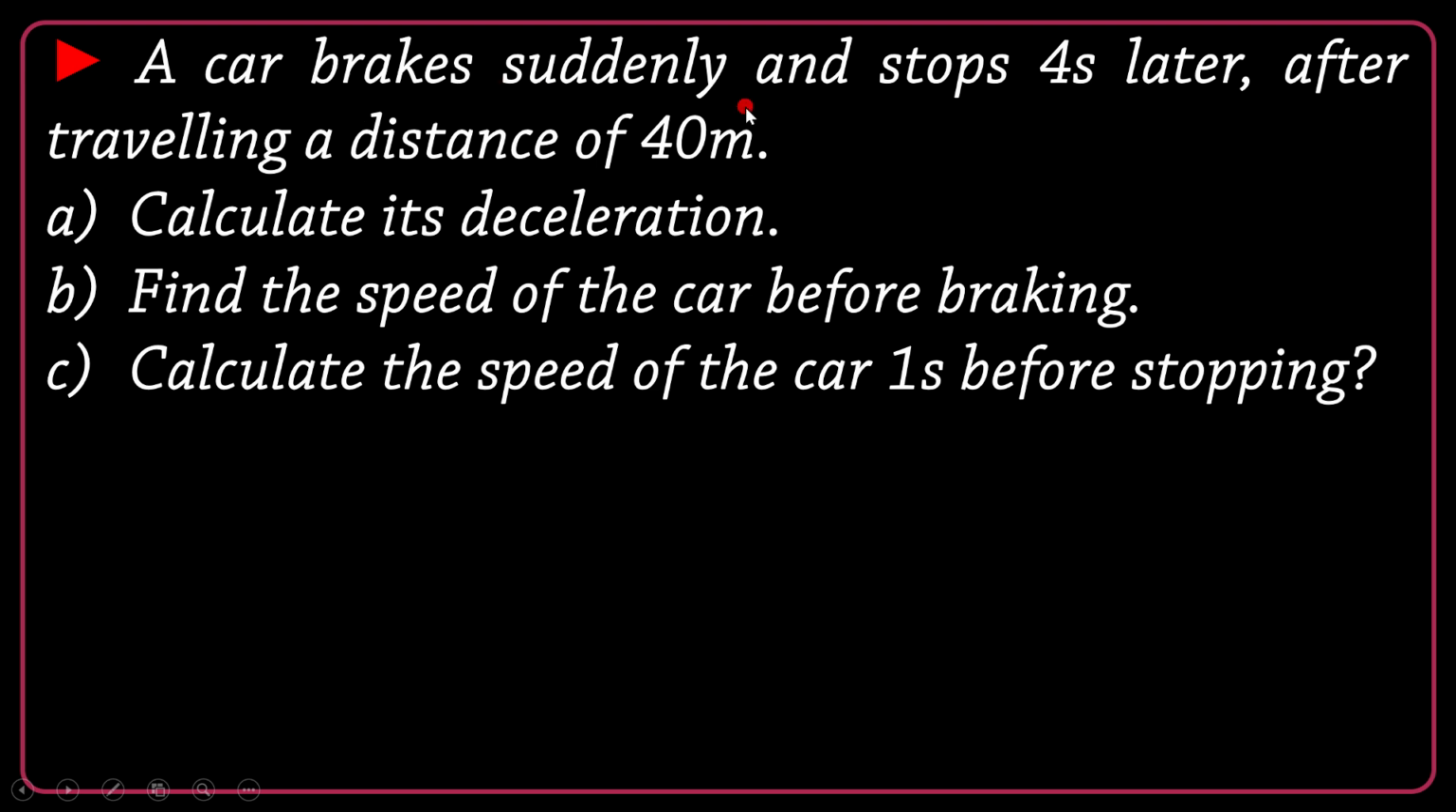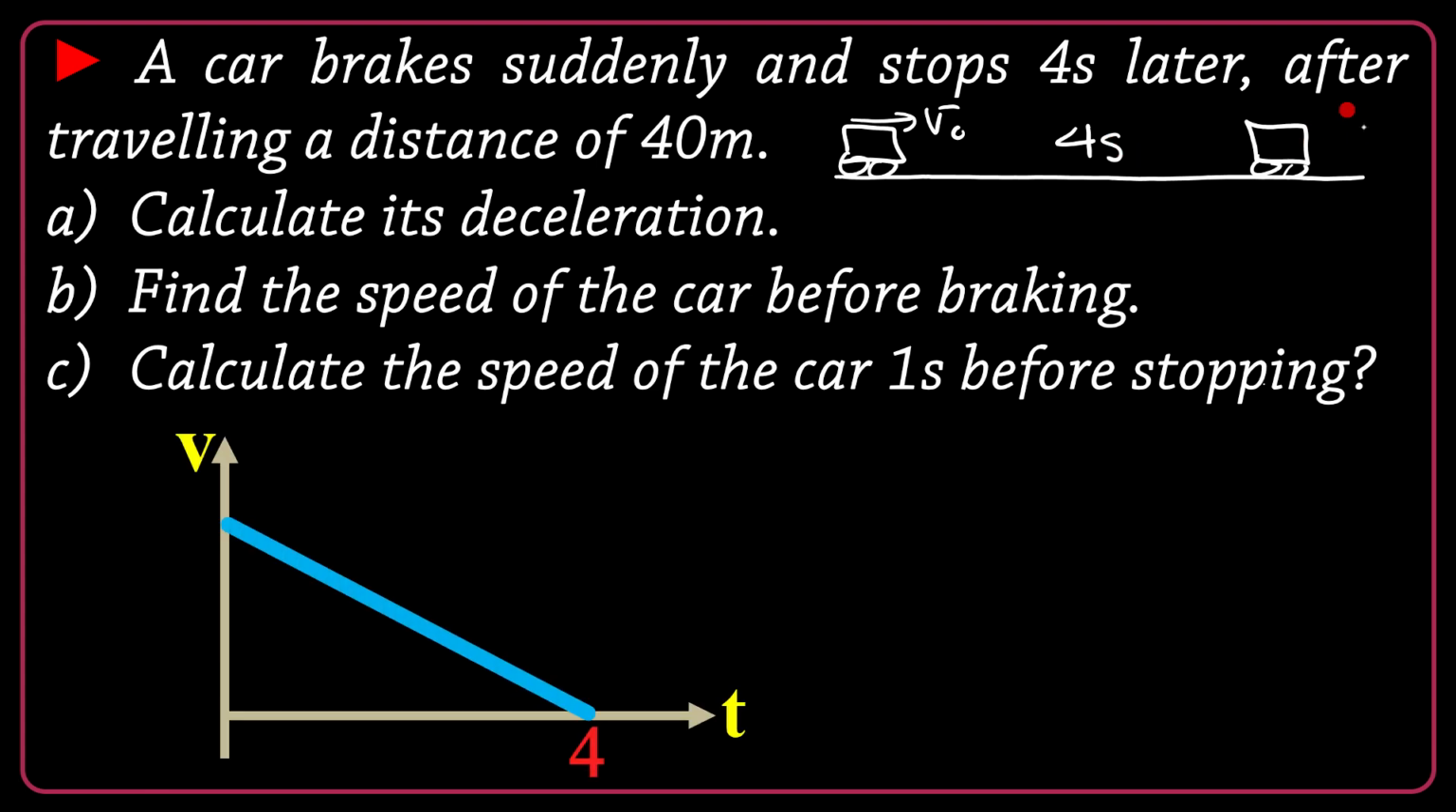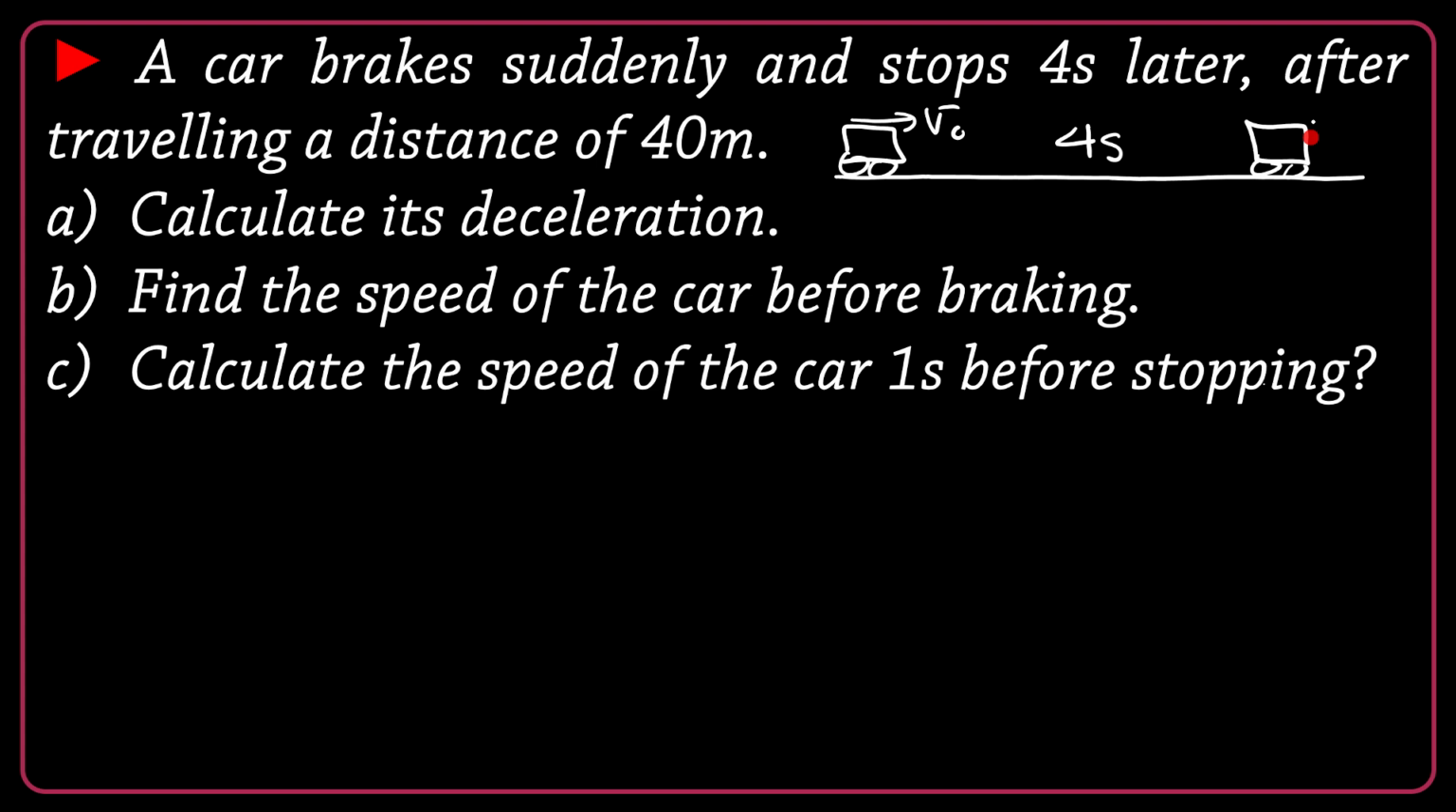A car brakes suddenly and stops 4 seconds later after traveling a distance of 40 meters. So I have a car. The initial velocity is something I don't know, and then it stops after 4 seconds. So the final velocity will be 0. And here you will have the delta x of 40 meters. My first alternative will be the v-t graph, so let's start.